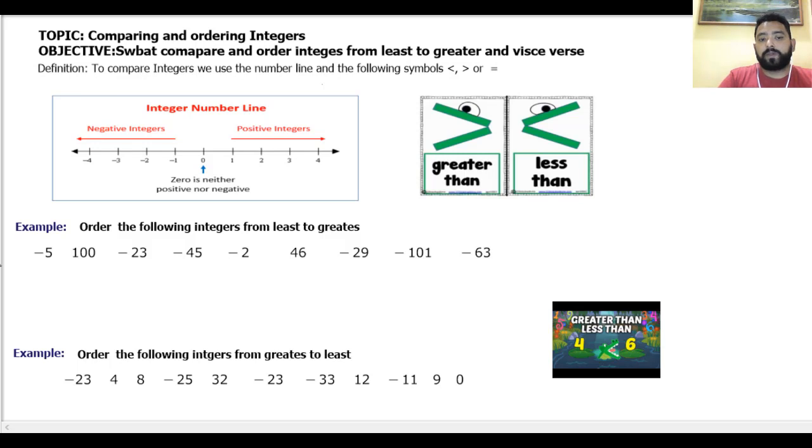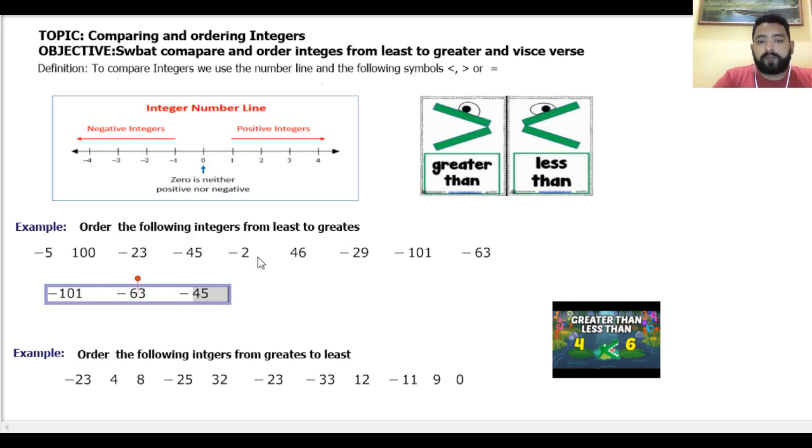First we think about which of these numbers is the least. We have negative 5, negative 20, negative 23, negative 45, negative 2, 46, negative 29, negative 101. Negative 101 is so far from 0, so the first number we organize is negative 101. After negative 101, we can identify negative 63 and negative 45. But negative 63 is farther to the left, so we put negative 63 next. The next number is negative 45. Remember, it's from least to greatest.